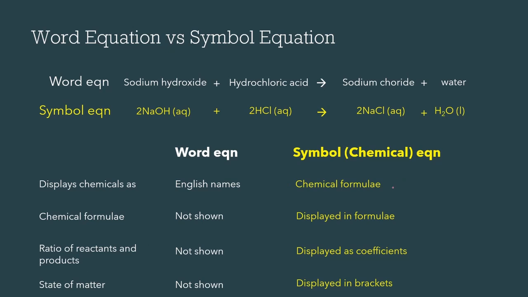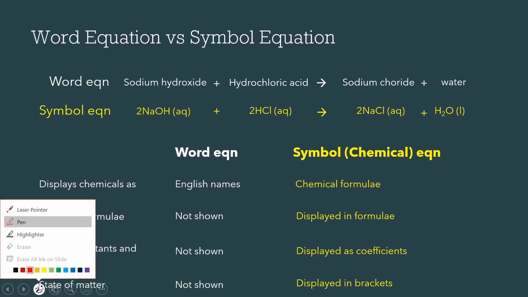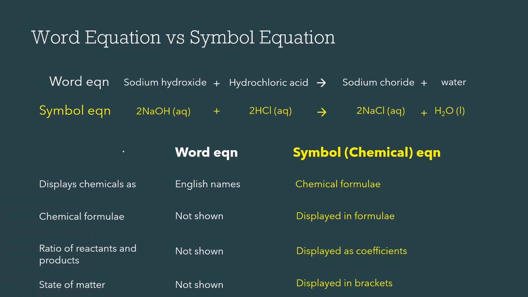Whereas in a symbol equation, this information is displayed as coefficients. We'll see in later slides what exactly coefficients are, but for now, coefficients are these numbers on the left-hand side of every term. If it's not specified, it simply means a coefficient of 1.